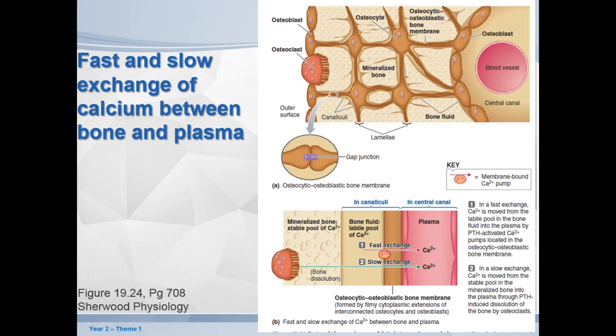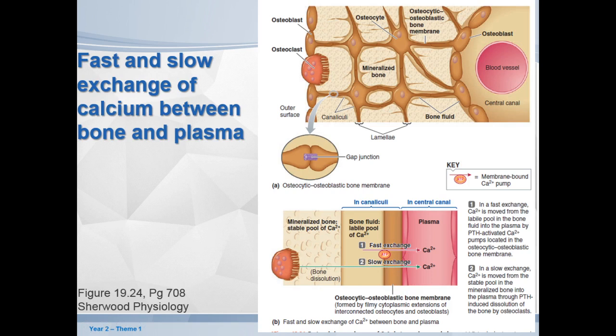And in the slow exchange, what happens is that the osteoclast cells, which are the bone-eating cells, are stimulated, and when they are activated, they will eat or break the bone, the mineralized bone, which is this part. When this bone is broken down, the calcium as well as phosphate ions are released. They will diffuse first into the bone fluid, then into the osteocytic osteoblastic membrane, and then into the plasma. So this process is the slow exchange.